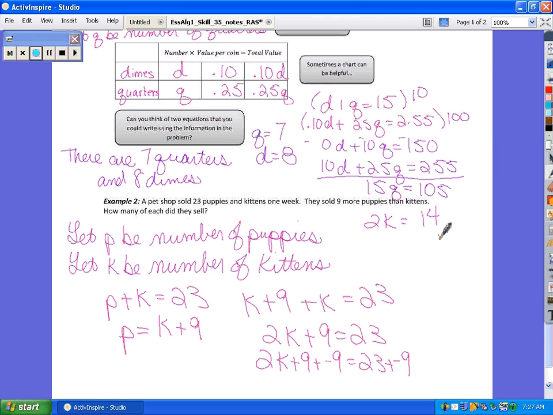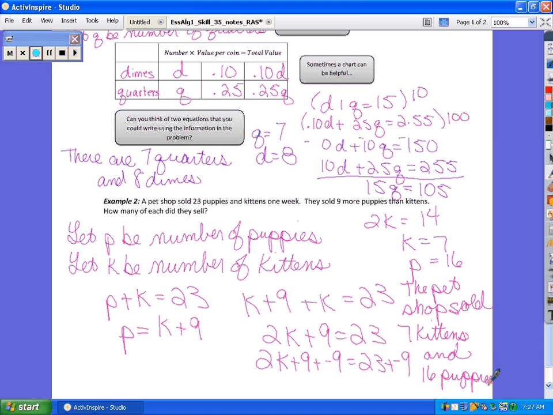So there are 7 kittens. Then if I put that back in, if there are 7 kittens, then 7 plus 9 is 16. There are 16 puppies. And again, complete sentence. So the pet shop sold 7 kittens and 16 puppies.